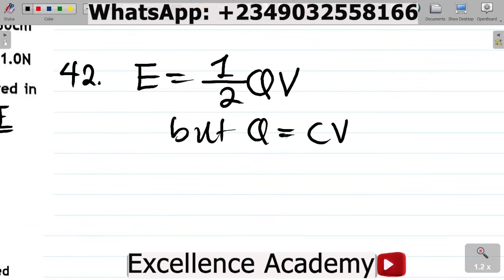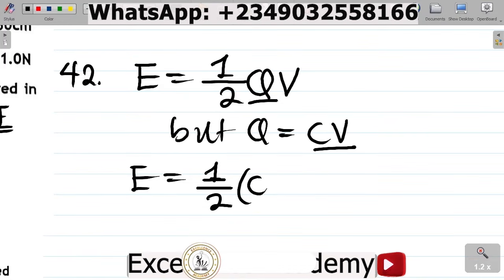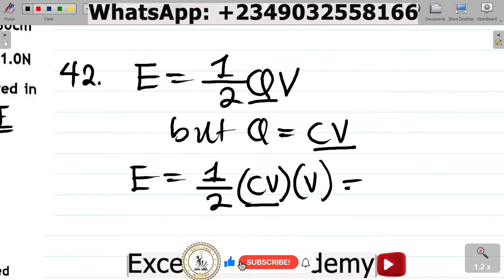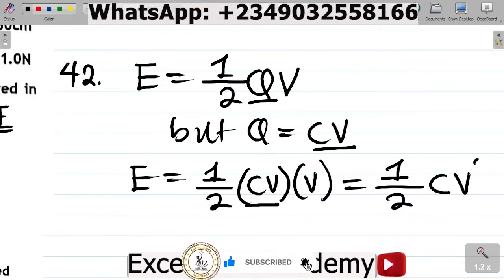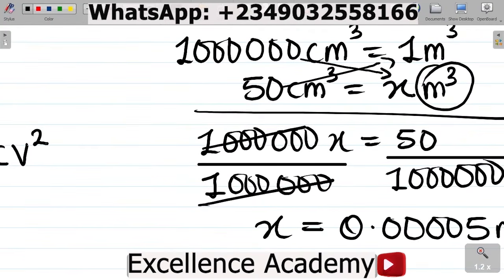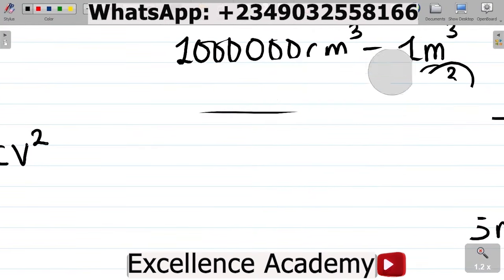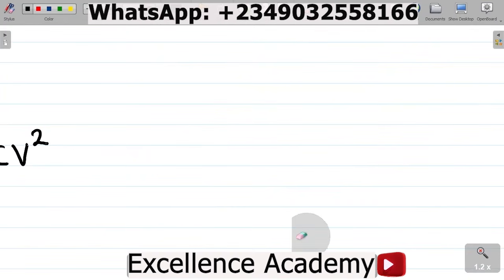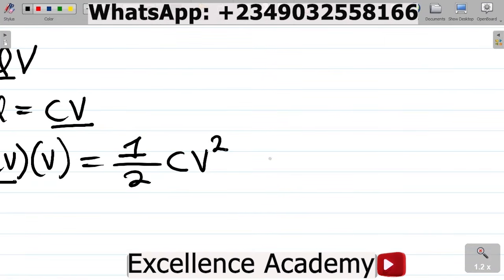CV. This formula exists. If I substitute this value of Q with CV, I'll have that E is equal to half times Q times V, where Q is CV, and then we have V. Multiplying this, I have half into C, V times V is V squared. So E is equal to half C V squared.